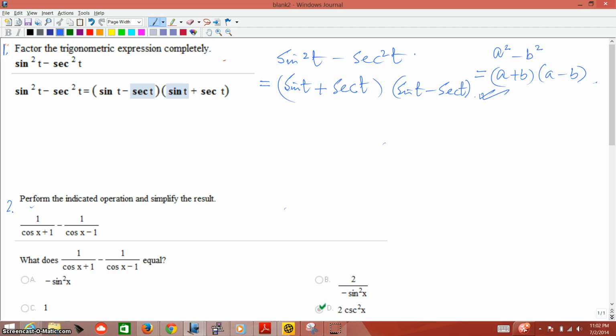Now, if I refer to my second question, which is actually the one you referred in your discussion board question, this one gives you something like this: 1 over cosine x plus 1 minus 1 over cosine x minus 1. So if you notice, the two denominators are two different types of expressions.